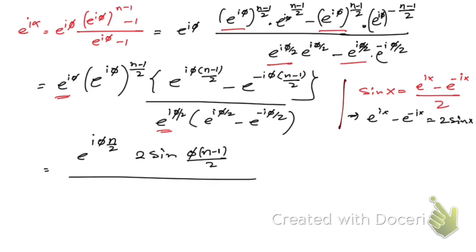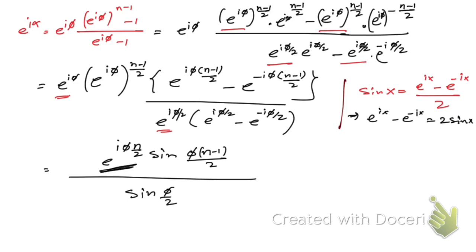And similarly here also, if you apply the same formula, then you're going to have 2 sine phi by 2, and this 2 cancels, so we're going to end up getting this result, right? Okay, that's what we're going to have.